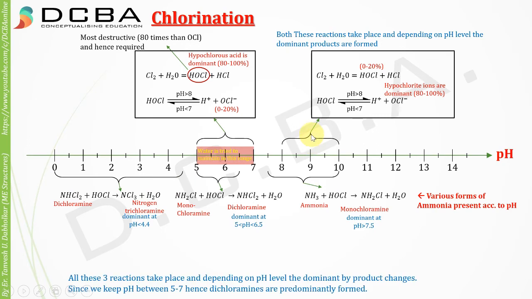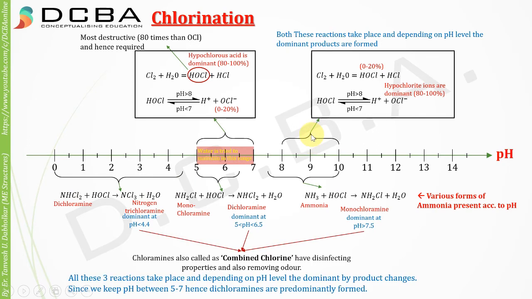All these three combined are called combined chlorine. All these chloramines that are formed, nitrogen trichloramine, dichloramine and monochloramine, are called combined chlorine, and they also have disinfecting properties, and they help in removing the odor inside the water. So all these three reactions take place, and depending on pH level, the dominant byproduct changes.